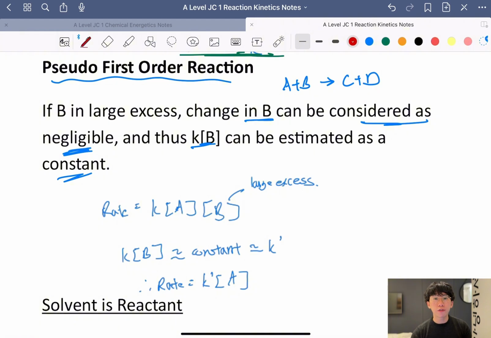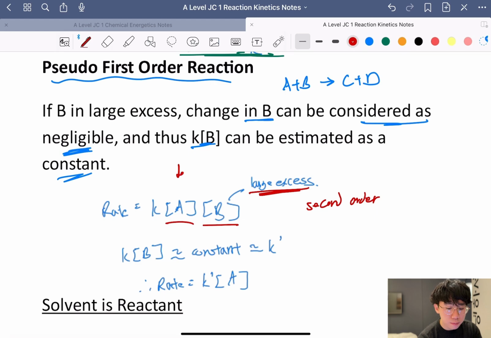If you look at the equation for the reaction, let's say the rate is equal to k[A][B], that means it is first order with respect to reactant A and first order with respect to reactant B. Overall, it is second order. But in order to make our experimental conditions simpler, we can make B in large excess. And in this case, a decrease in A wouldn't really be a decrease in B. It is a very, very small decrease.